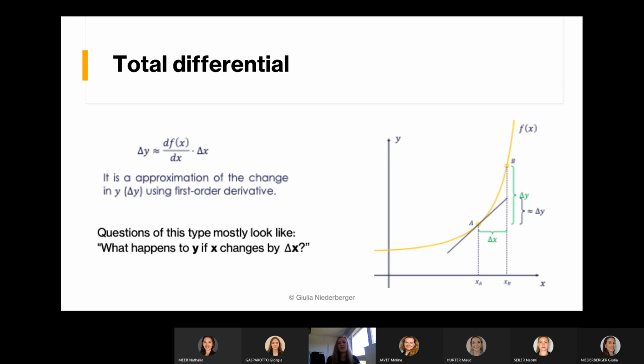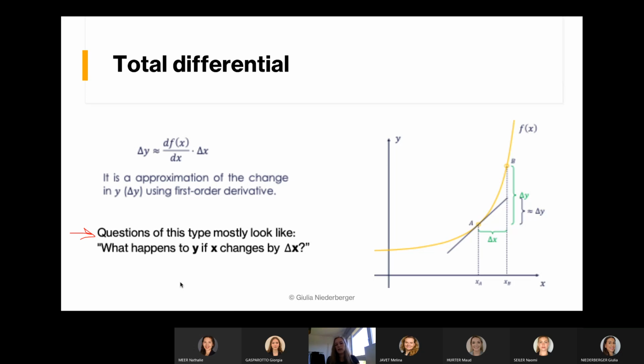Then the total differential. For me, it was a difficult concept to understand, but it's basically you try to approximate the change of, for example, your y function if something in the input of the function changes. The exercises mostly sound like, for example, what happens to y if x changes by delta x. Another example would be what happens to the production if the wood input changes by 5 kilograms. Then you have to calculate the change that will happen in the production.